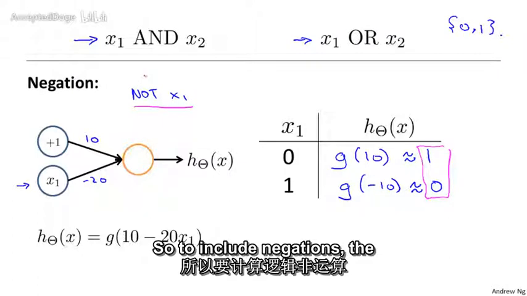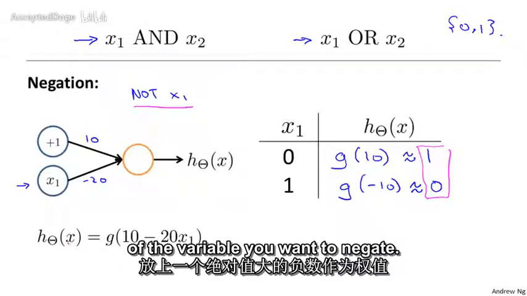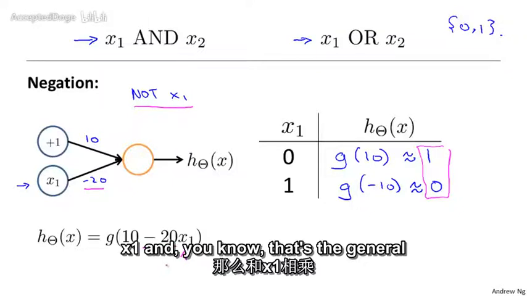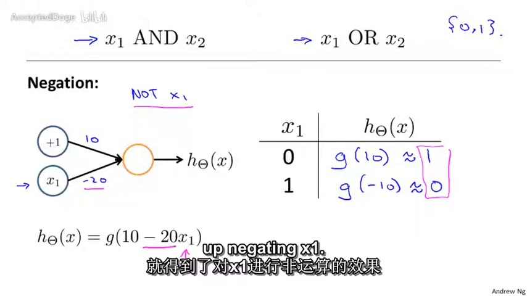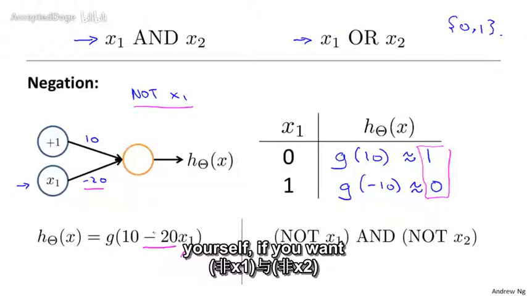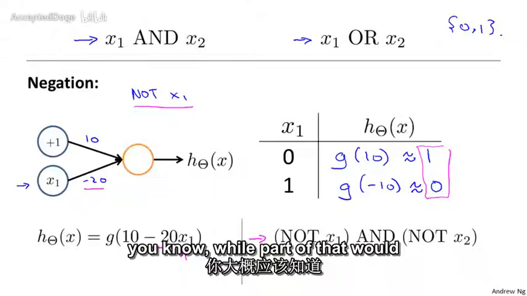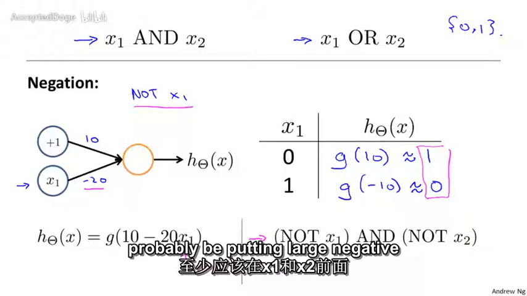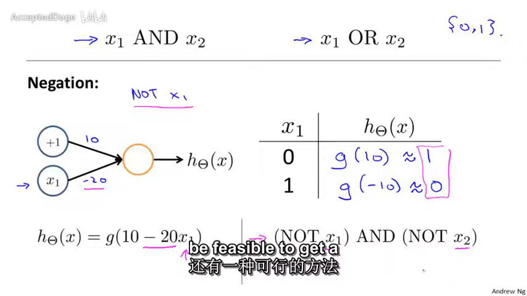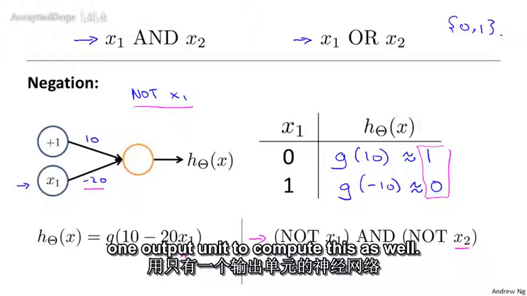So to include negations, the general idea is to put a large negative weight in front of the variable you want to negate. So it's -20 multiplied by x1, and that's the general idea of how you end up negating x1. And in an example that I hope you really figure out yourself, if you want to compute a function like (NOT x1) AND (NOT x2), well, part of that would probably be putting large negative weights in front of x1 and x2, but it should be feasible to get a neural network with just one output unit to compute this as well.